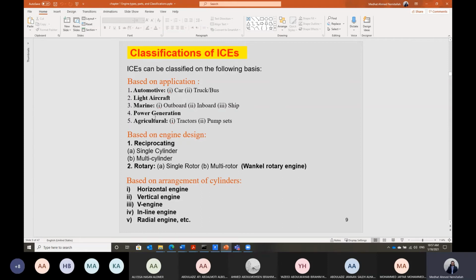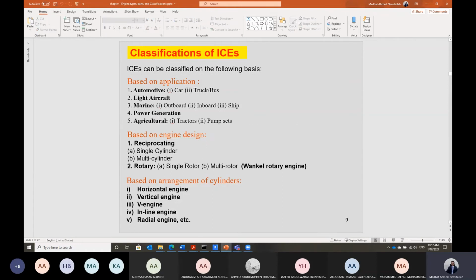Usually in some companies, they use this as a backup unit. In case of an electrical power shutdown, they use this unit, a diesel engine, to drive an electric generator to generate electrical power. Also, it is used in agriculture applications in tractors and pumps for water pumping for the farm. Usually, they use a diesel engine, a single cylinder diesel engine.